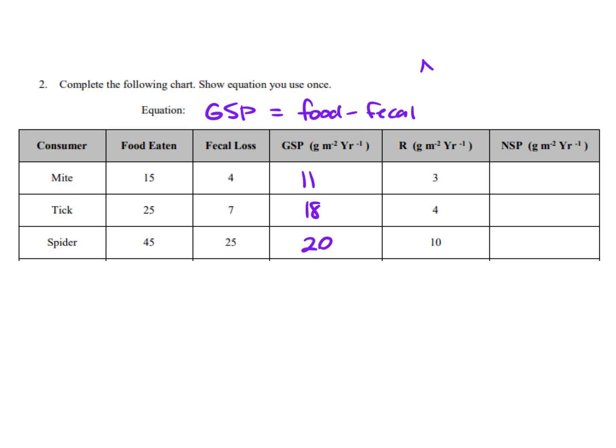And then for the NSP, you're going to do the GSP minus R, kind of like NPP minus the respiration. So it's going to be how much food do they retain minus how much do they use for energy. So you're going to do 11 minus 3 is 8, 18 minus 4 is 14, 20 minus 10 is 10, etc., all the way down the chart.